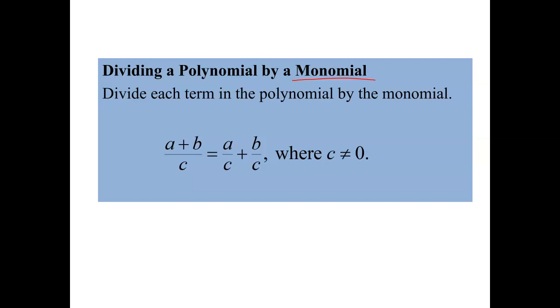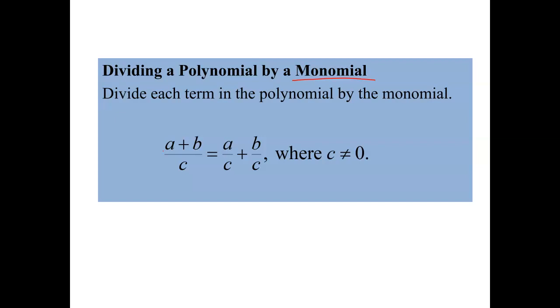Adding and subtracting. So my denominator has no adding or subtracting. It's one term. I'm dividing by a monomial. And my numerator will be multiple terms. It could be 2, 3, 4, 5. What we're doing when we're dividing by a monomial is we're actually undoing the addition and subtraction that we've been doing.